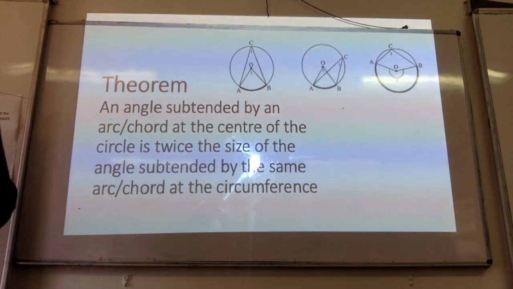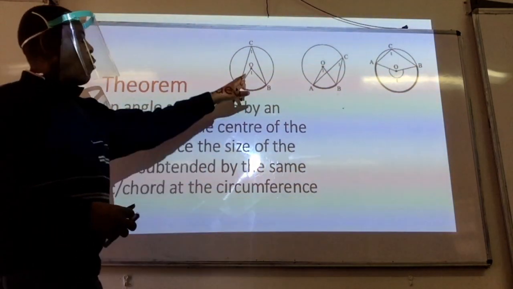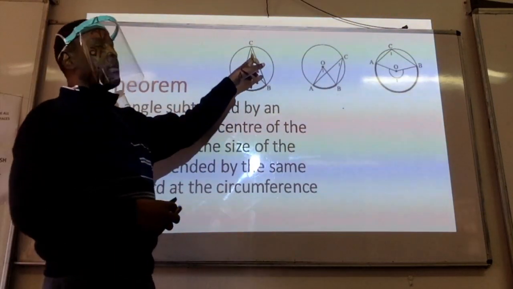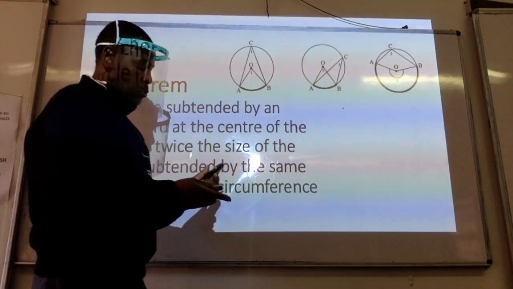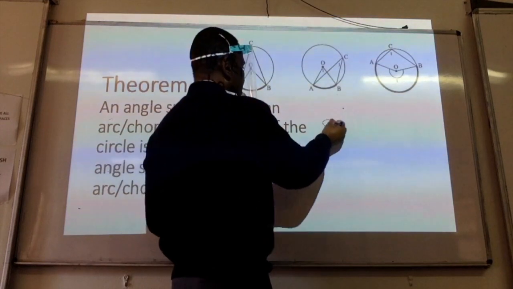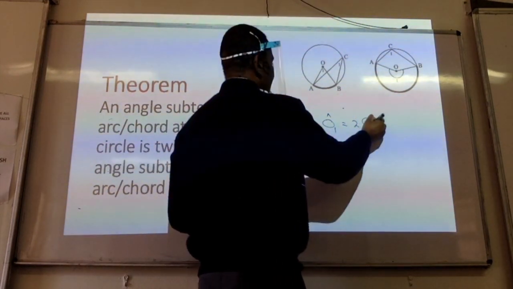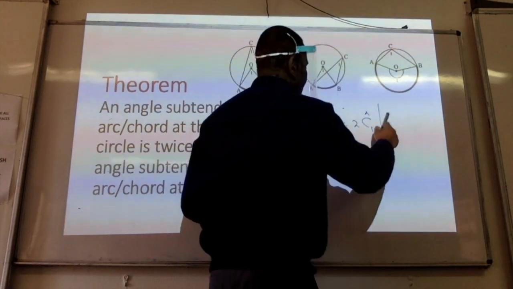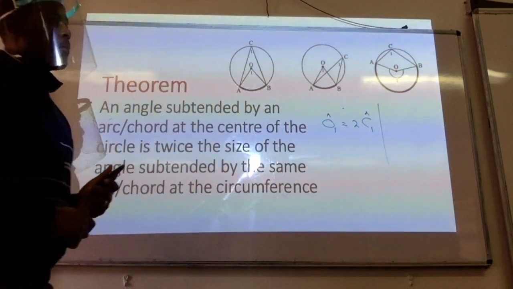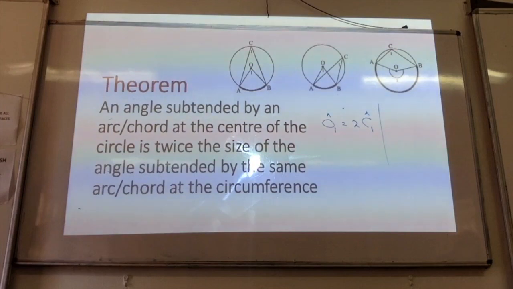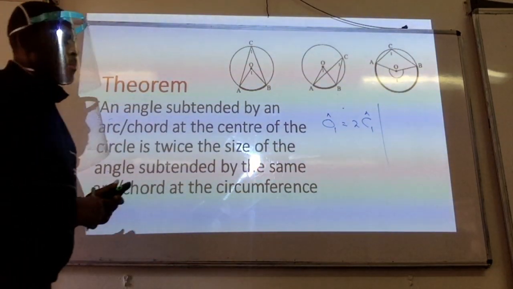What did we say about this one? Angle O1 will be double C1. That angle O1 is equal to 2 times C1. Right, that angle O1 is equal to 2 times angle C1. And when you write your reason, for instance, you're working out something here and you're saying angle O1 is 2 multiplied by angle C1, what reason are you going to give that? Angle at center equals 2 times angle at circumference.